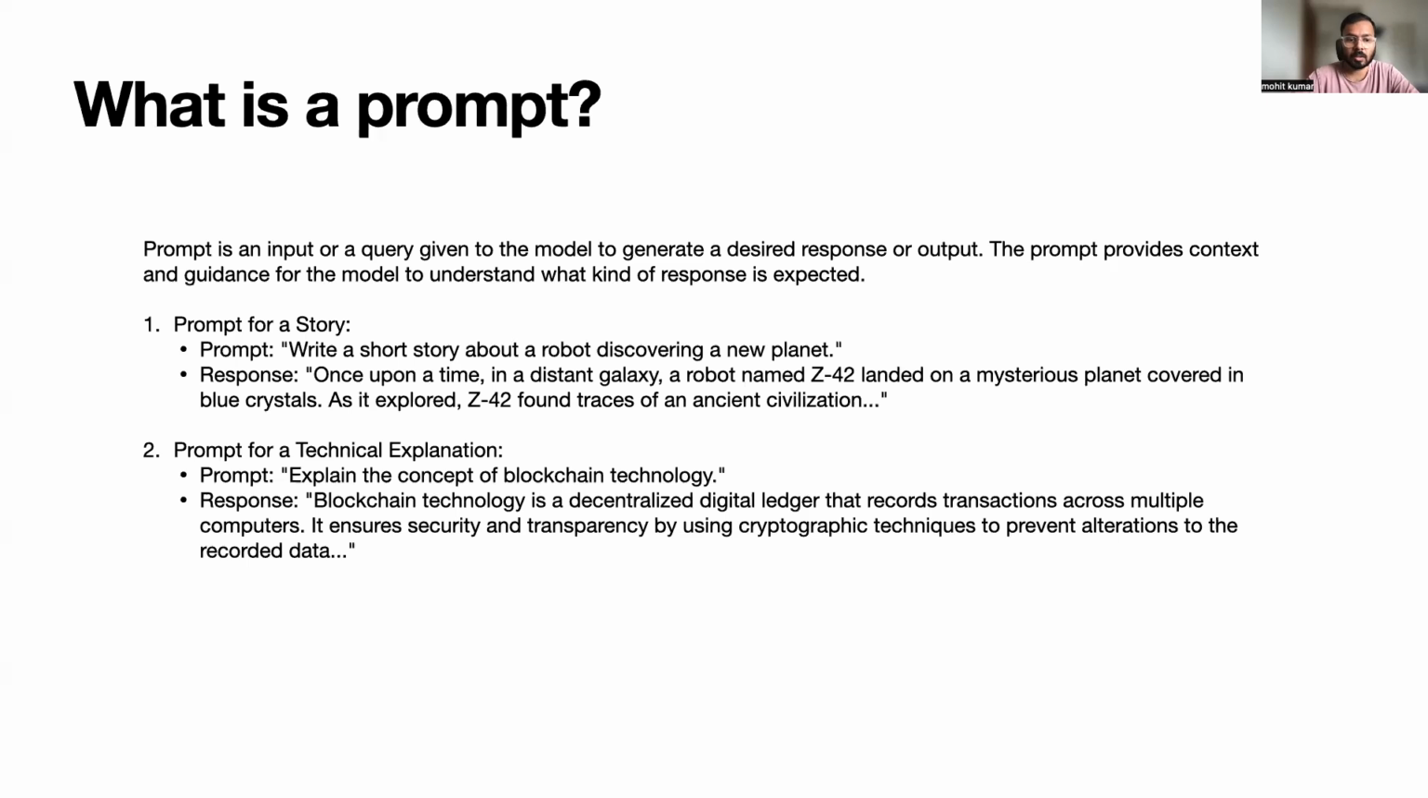So for example, if you want to write a story about a robot, you give this prompt to the LLM, like write a short story about a robot discovering a new planet, and then it goes ahead and starts filling the next tokens, and a story gets built up, right? Similarly, if you wanted to explain some technical thing, you can ask it to explain the concept of blockchain technology. Now, these are very simple prompts where you are just asking the LLM what you need, and it starts generating the next token based on your query, and it gives you the answer.